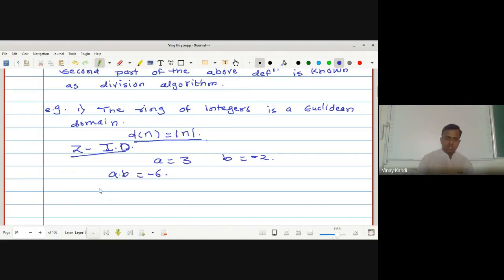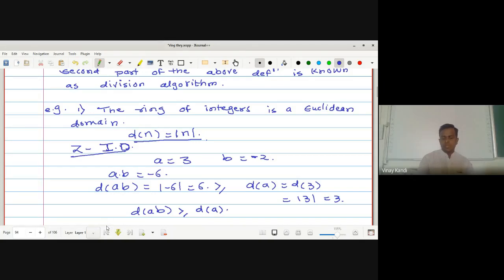-6. What is D of AB? Which is equal to -6. Mod of -6 is equal to 6, which is greater than or equal to D of A. What is D of A? D of 3. What is D of 3? Mod of 3, which is equal to 3. Hence here D of AB is greater than or equal to D of A.